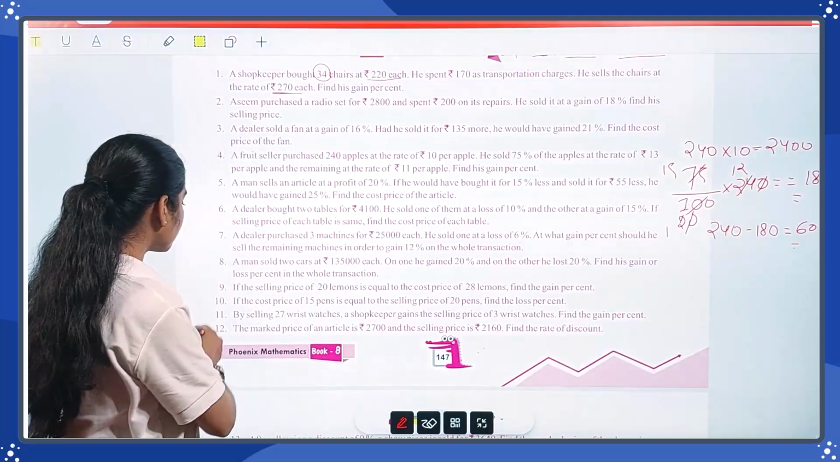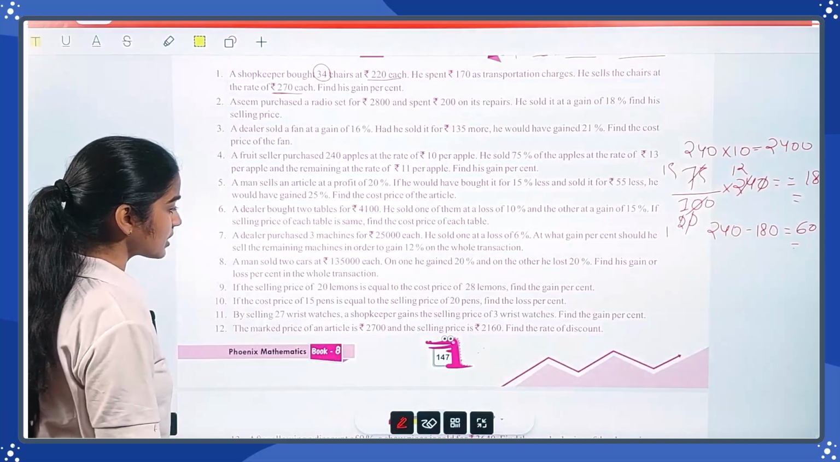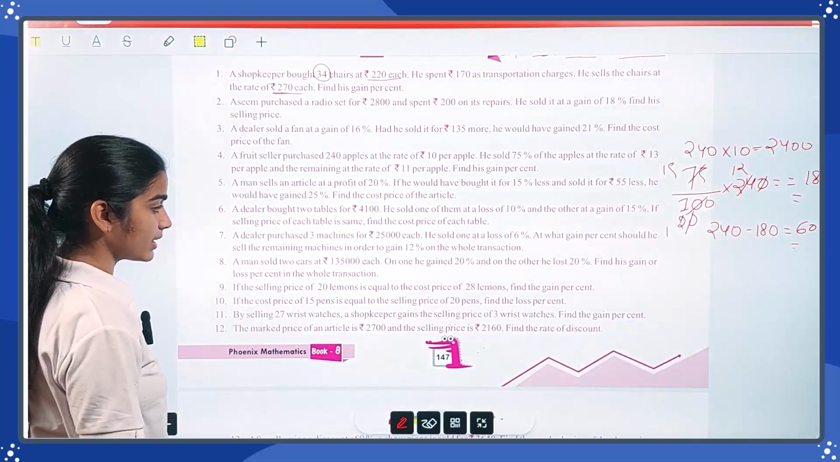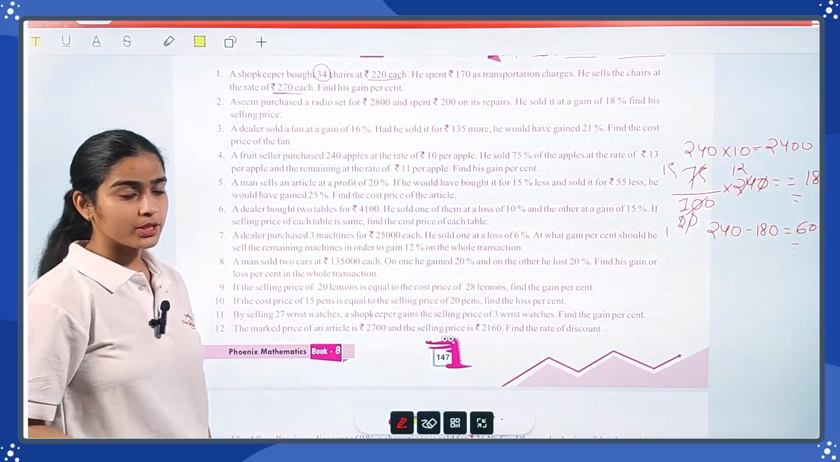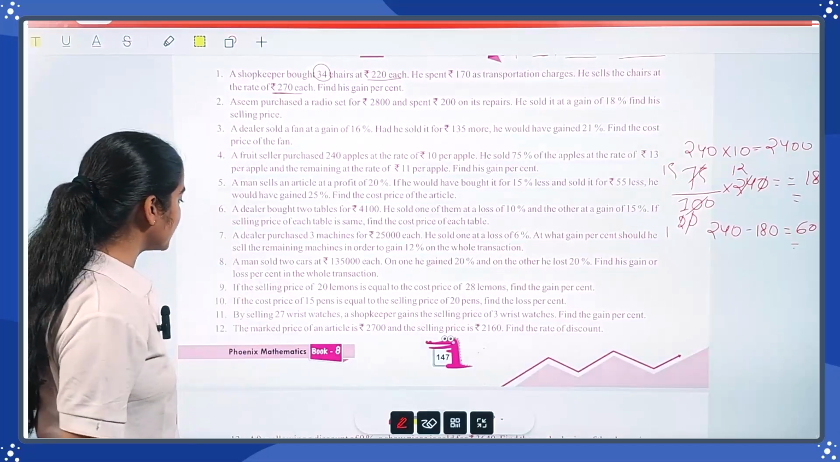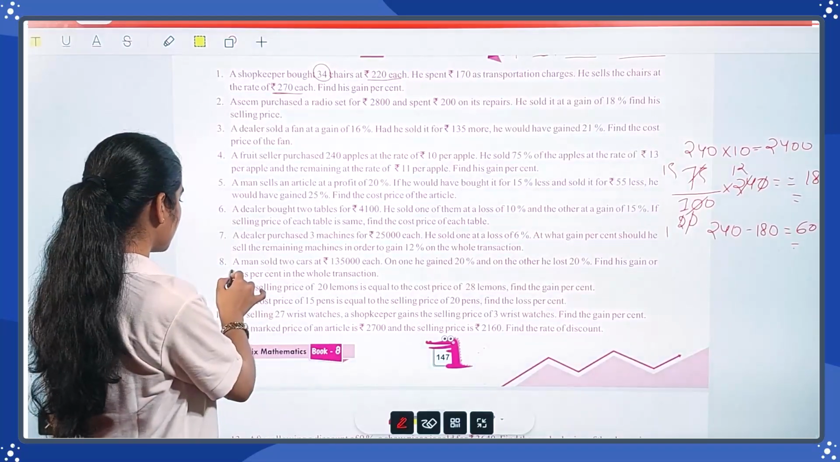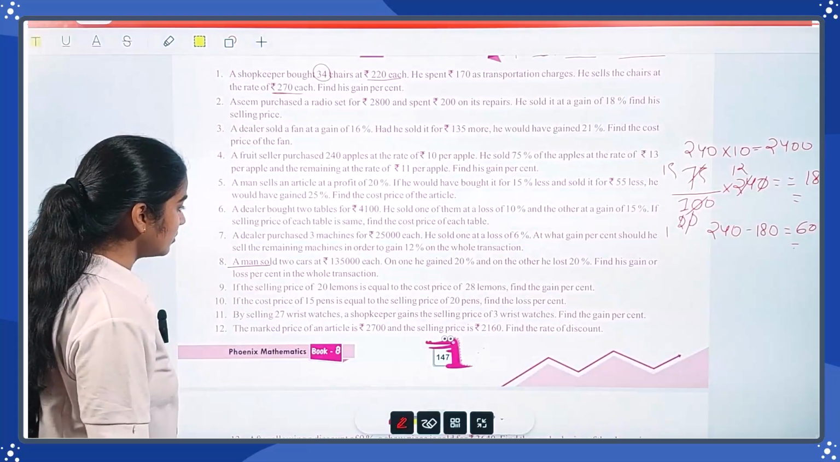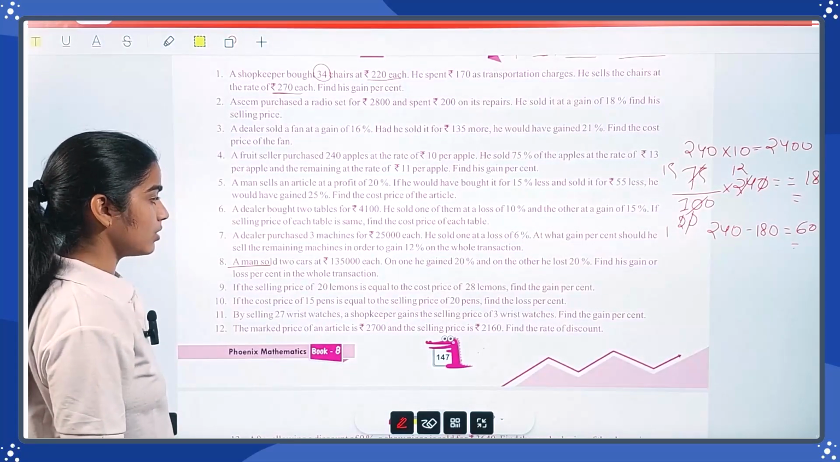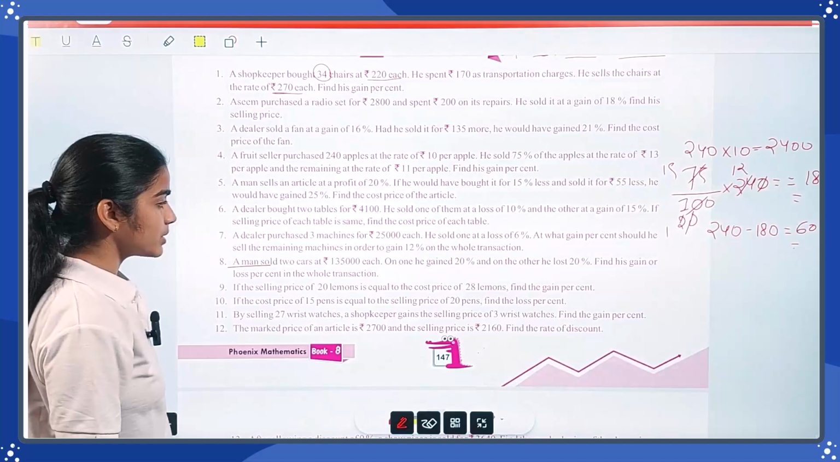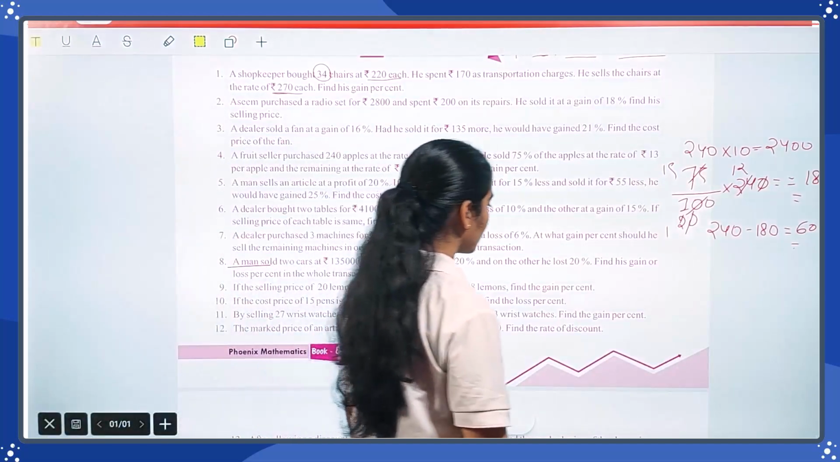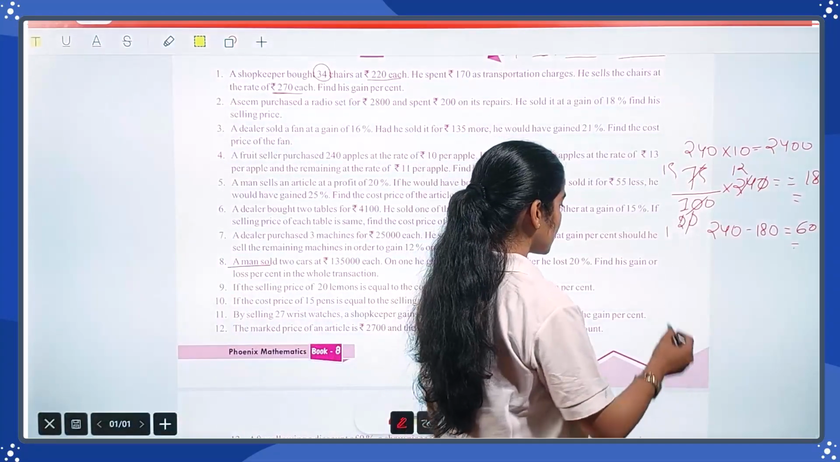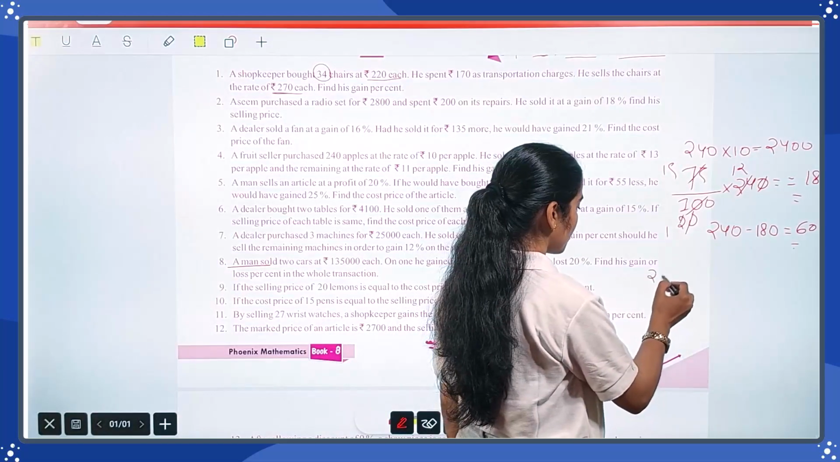Okay. Next we have: if the selling price of 20 lemons is equal to the cost price of 28 lemons, find the gain percent. I already explained the same question to you as an example. So let's take: a man sold 2 cars at 1,35,000 each. On one he gained 20% and on the other he lost 20%. Fine.